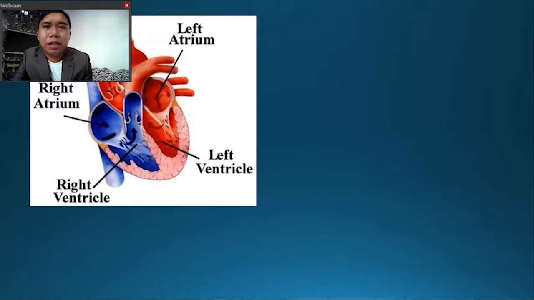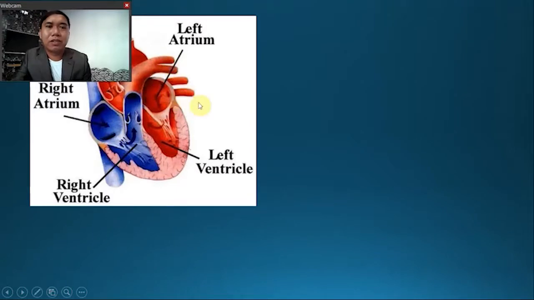Our heart comprises four parts: the right atrium, left atrium, right ventricle, and left ventricle. We call them the four chambers of the heart. A chamber is a small container inside our heart. Once the blood goes into the left and right atrium, it will go through the right and left ventricle. Then it goes out to this part, which is what we call the pulmonary arteriole. Later on, I will discuss the arteries.